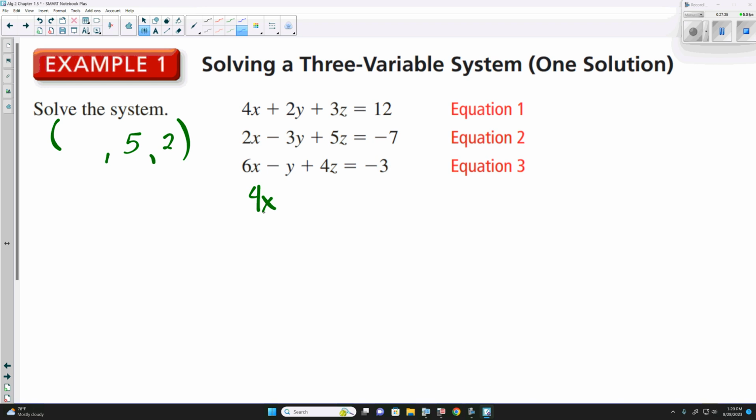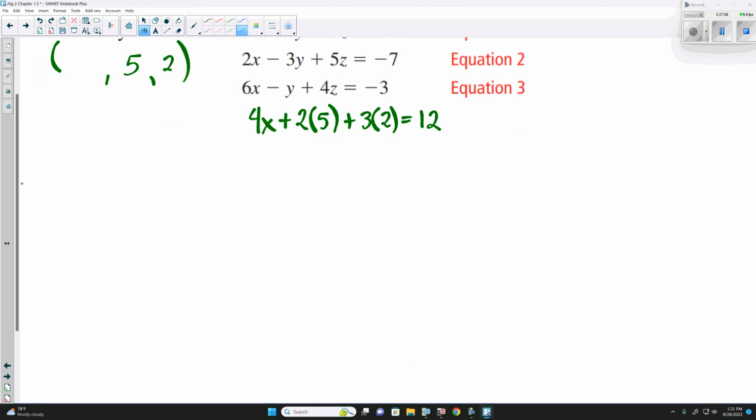And what we're going to do with equation 1 is we'll have 4x plus 2. Instead of y, we'll put its value, 5, plus 3 times 2. We'll plug z's value in. So whichever ones we have found up to this point, we'll plug in place of their variables. And now we will solve. 2 times 5 is 10. 3 times 2 is 6. Now we can combine like terms. Our 10 and 6 we can add together. 16.